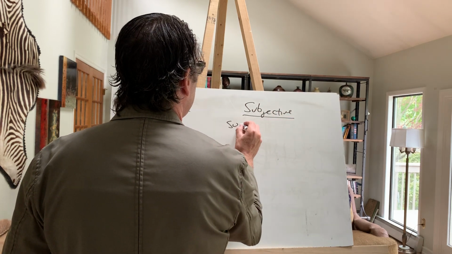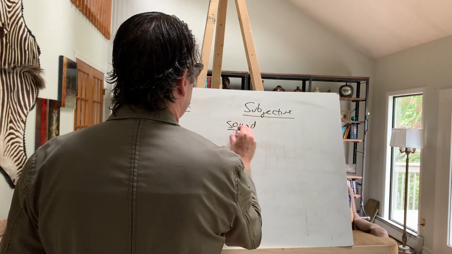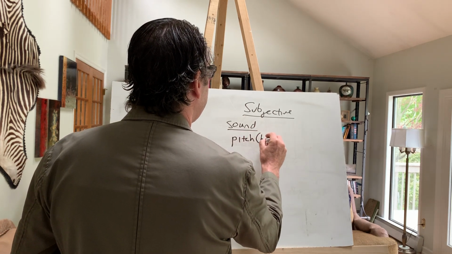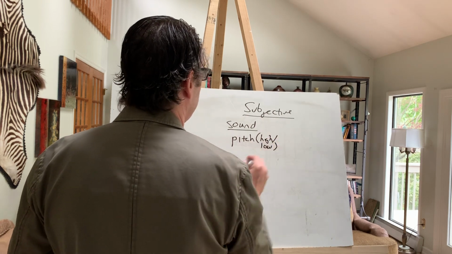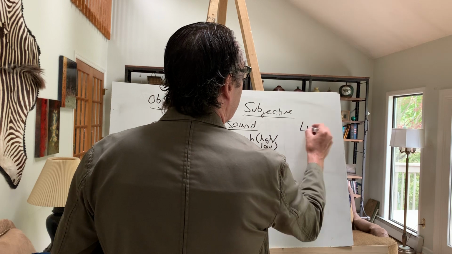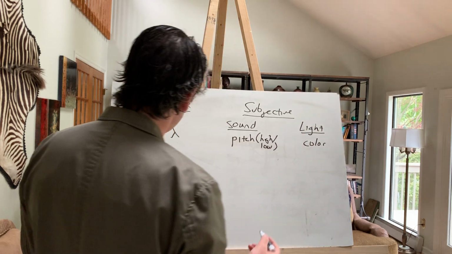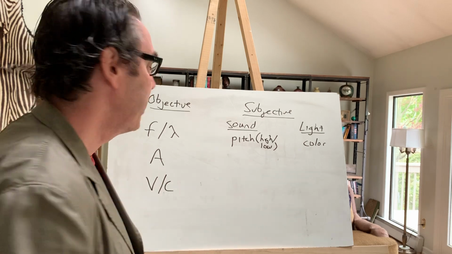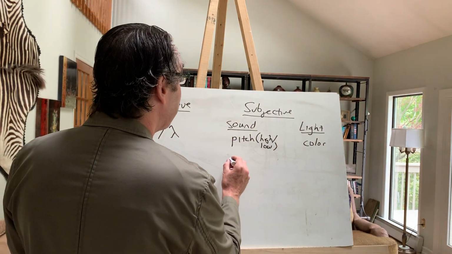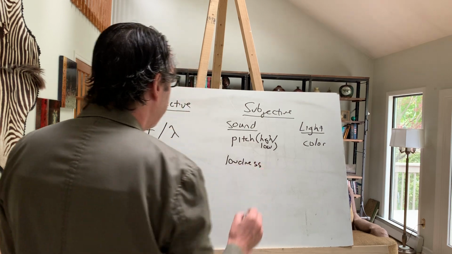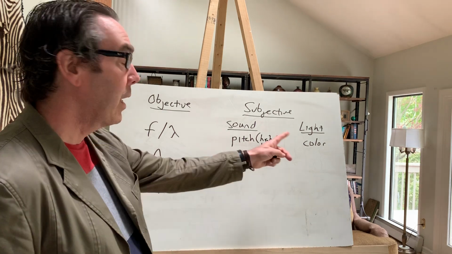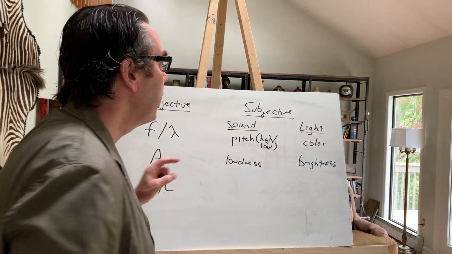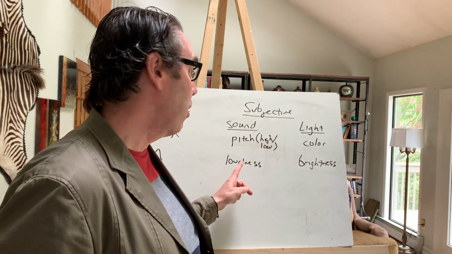And for sound, frequency and wavelength are perceived as pitch, as in high and low notes. In light, the frequency and wavelength are perceived as color. The amplitude of a sound wave, right? The size of the oscillations, the size of the deviation from ambient pressure, is perceived as loudness. And you can probably guess by analogy that the amplitude of a light wave is perceived as brightness. Right? You would never be hurt by a certain pitch or color of light, but you can be hurt by loudness and brightness.